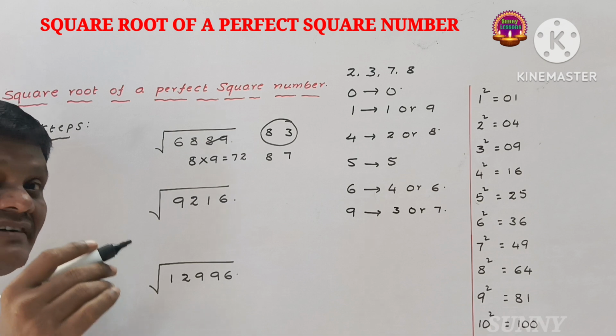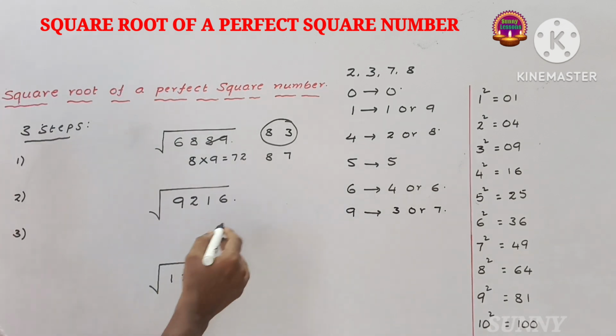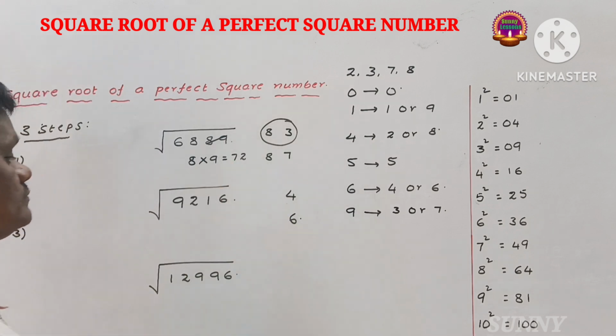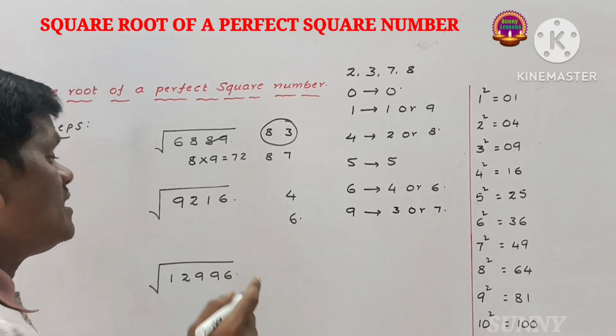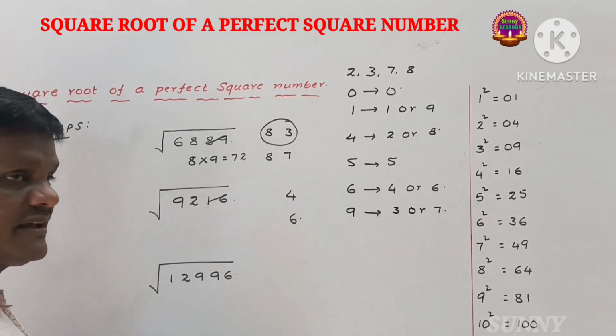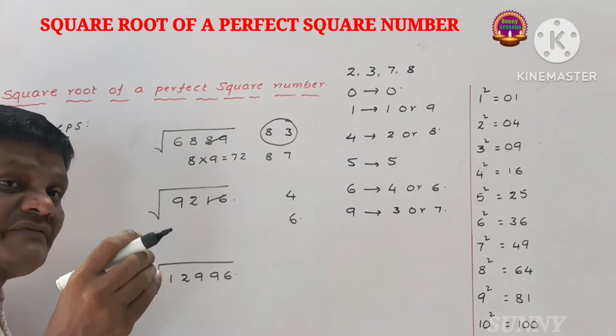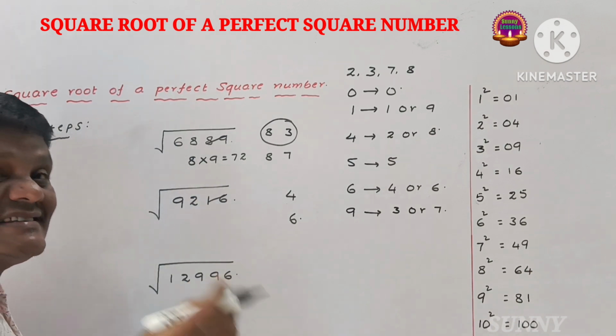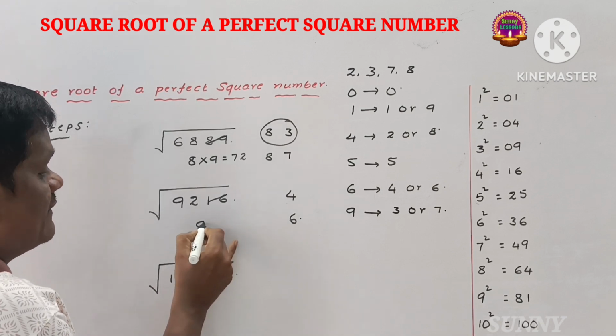When the perfect square number ends with 6, the last digit of the root is 4 or 6. What is the second step? Strike out the last two digits. Check the nearest perfect square of 92 and less than 92. That is 81, which means 9 square.